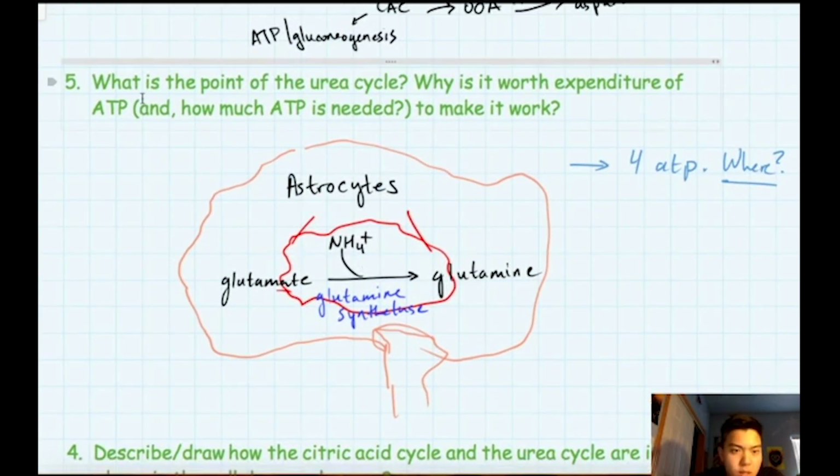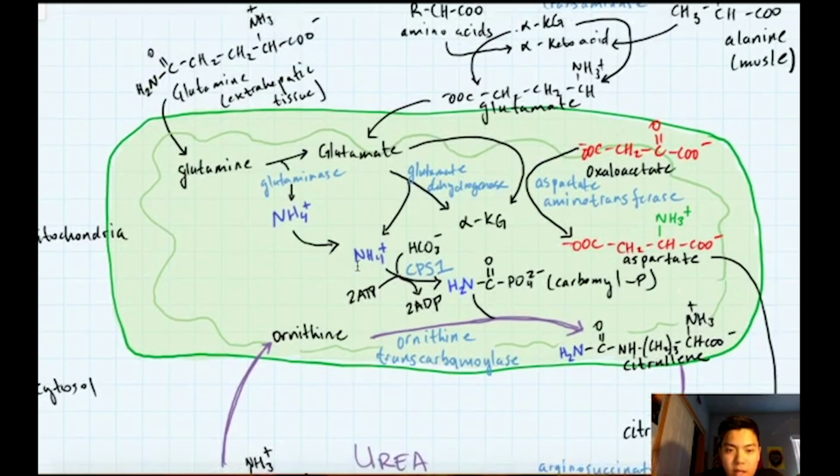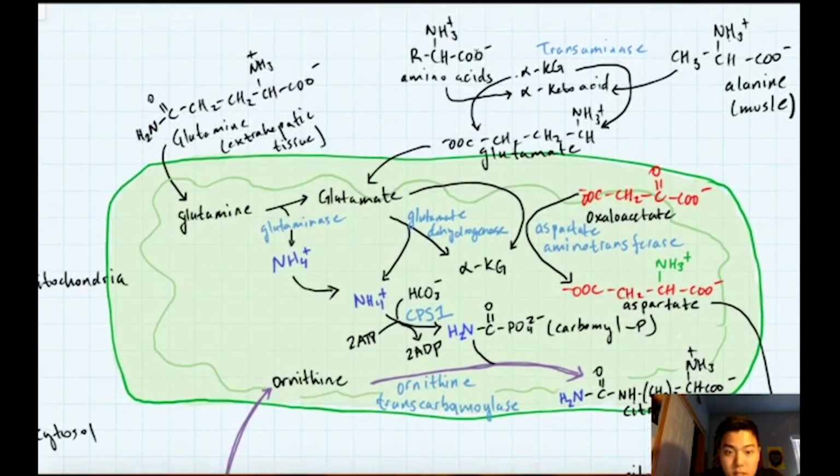Last objective for this set: what is the point of the urea cycle? Why is it worth expenditure of ATP, and how much ATP is needed? So essentially, in our brains, we have these cells called astrocytes, right? And in red here, I've expanded this astrocyte cell for us. And in these astrocytes, we have an enzyme called glutamine synthetase. This glutamine synthetase can turn glutamate into glutamine, and it uses your ammonium ion, which is released here in amino acid catabolism, right?